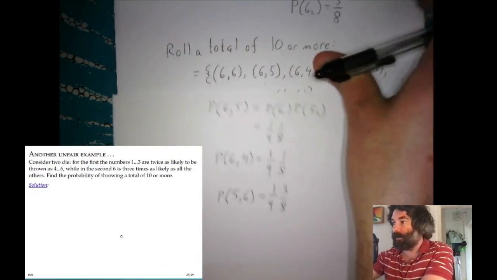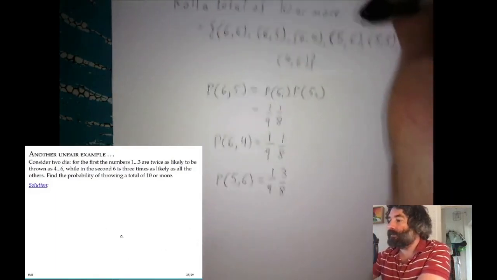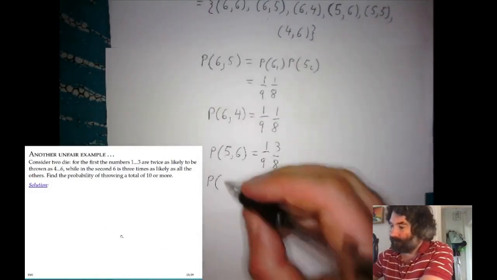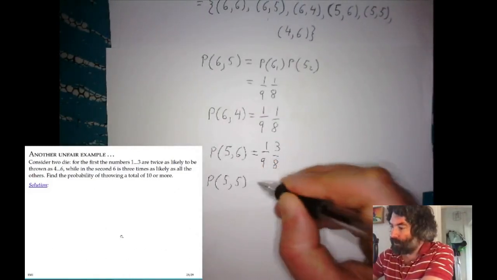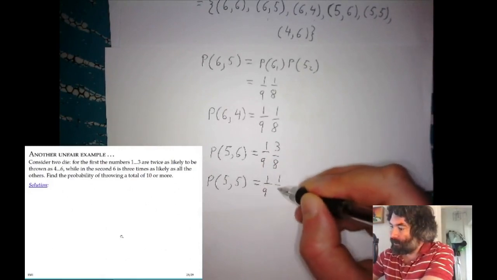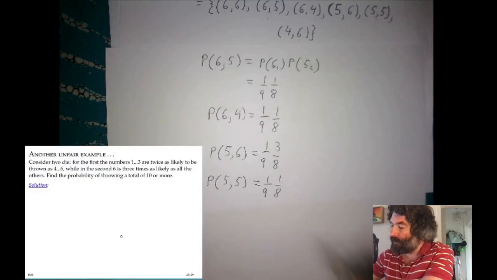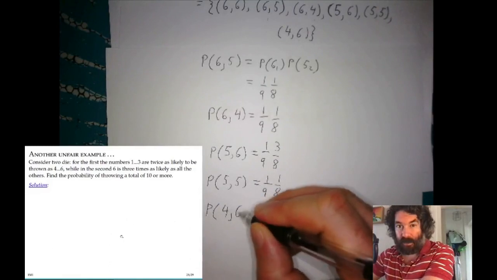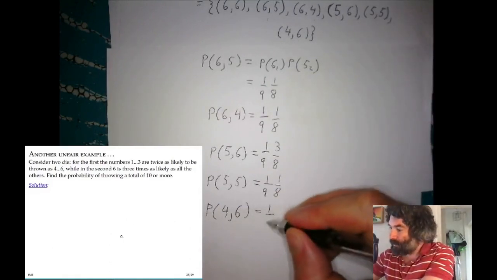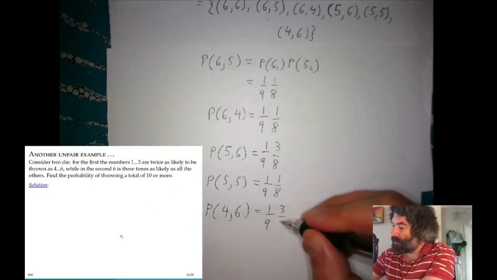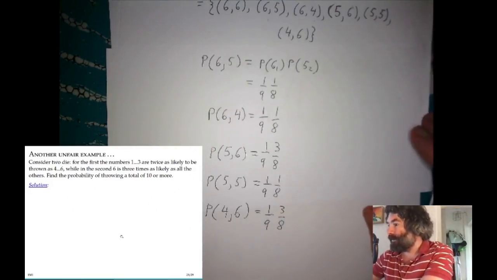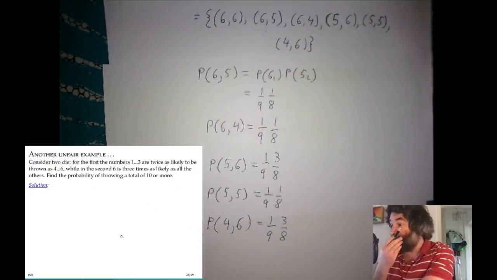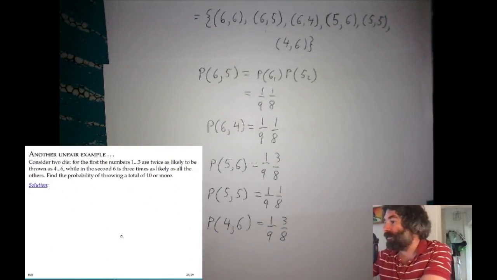The probability of 5 on the first, 5 on the second. That is 1/9 times 1/8. That's probability of 5 on the first times the probability of 5 on the second. Probability of 4 on the first and 6 on the second, this is the last one, is 1/9 times 3/8, the probability of 6 on the second. Okay, so we figured out the probabilities of all the individual outcomes in this event, and then the probability of the entire event, roll 10 or more, is the sum of all of these.